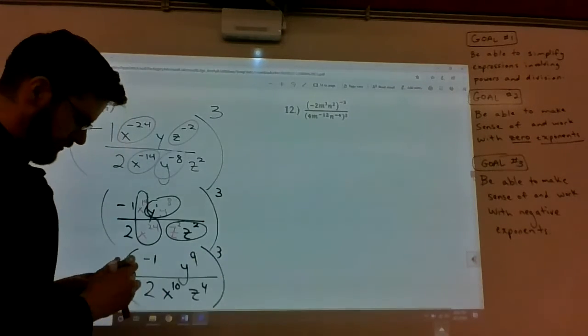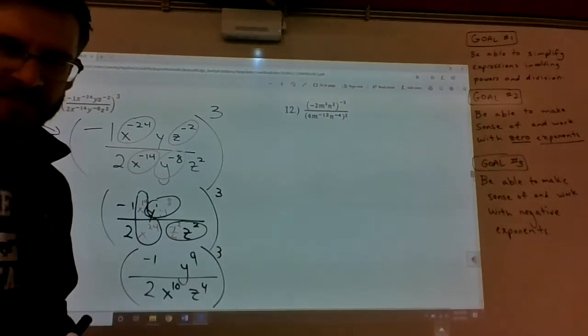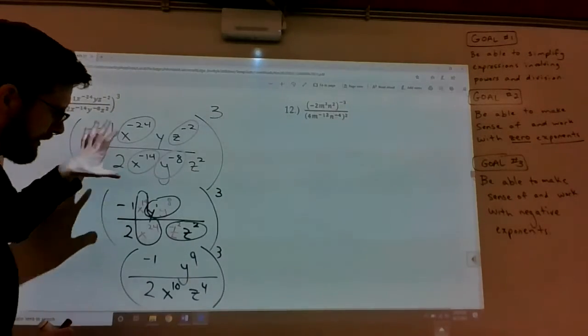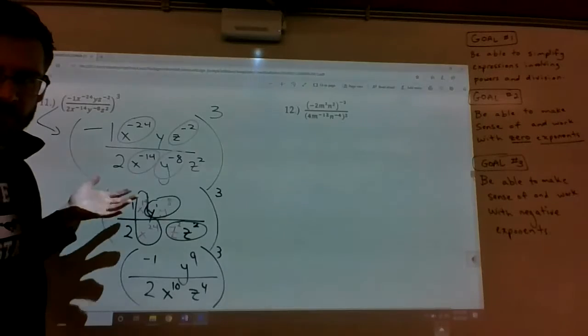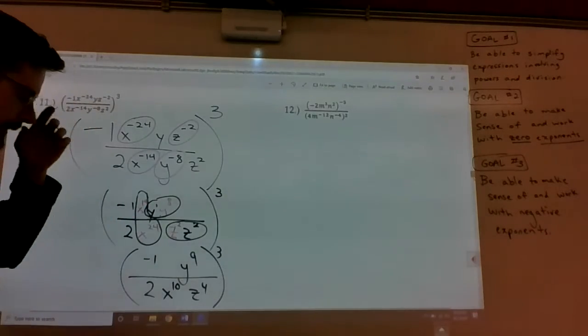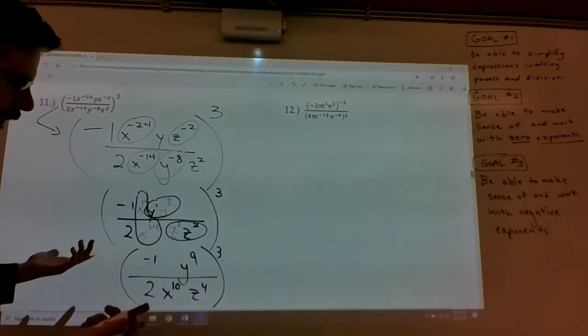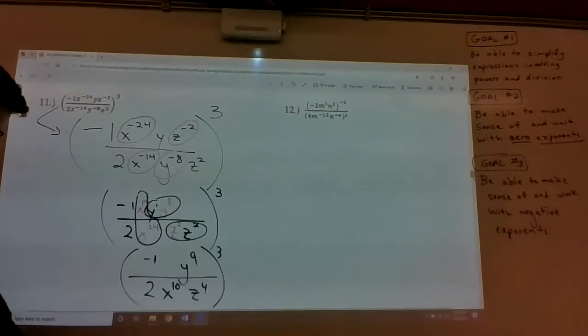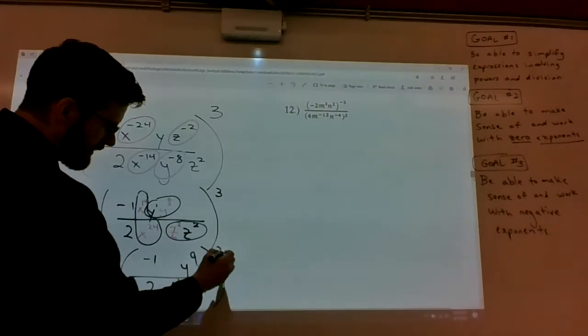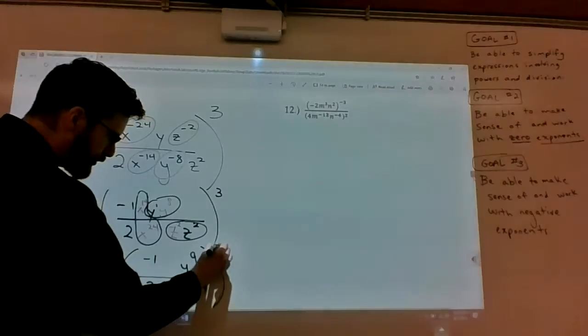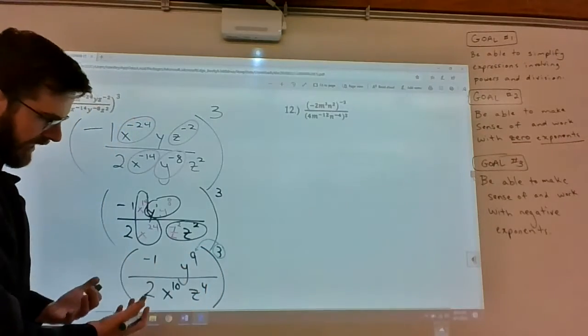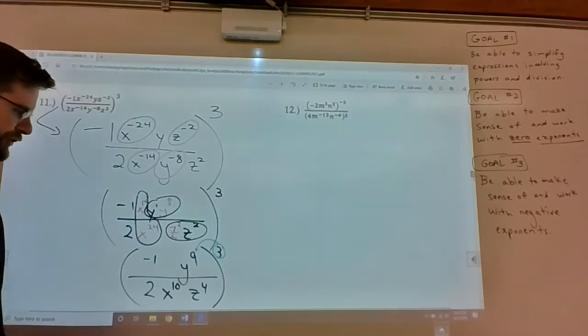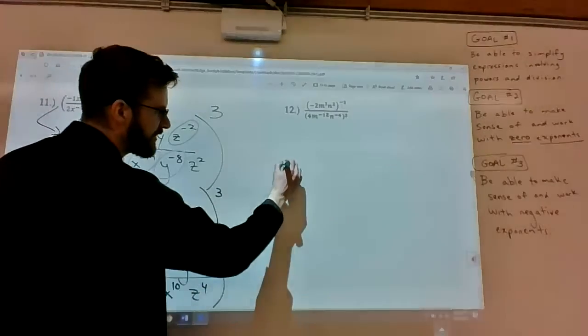Now, I know this is kind of a lengthy multi-step one, but as you can see, we're pretty much doing the same thing as the previous examples we've talked about. Just distribute the 3 to all the parts. So a power to a power means multiply the 2 exponents. So you're going to get y to the 27th on top.